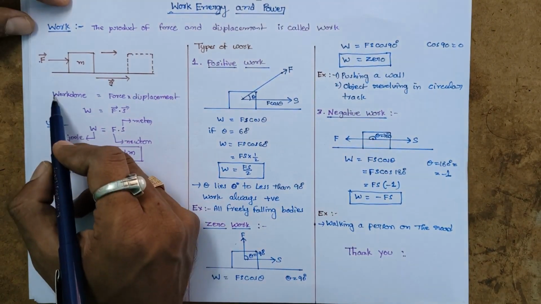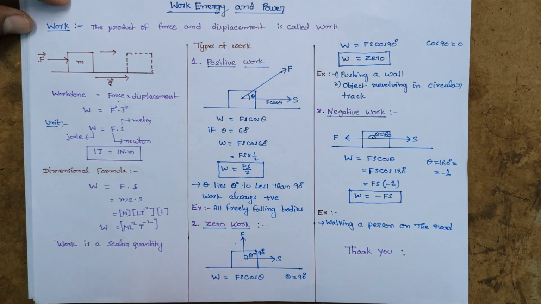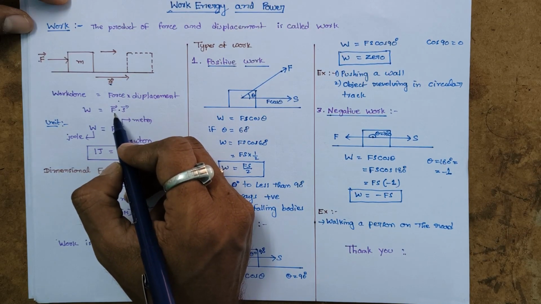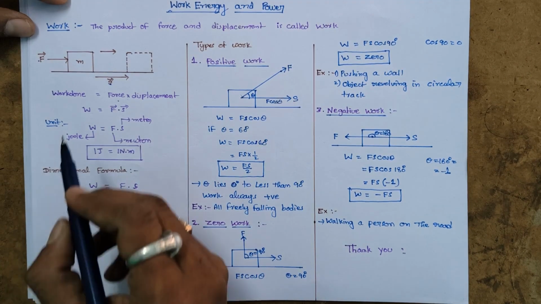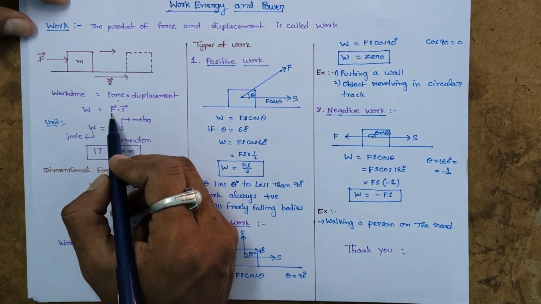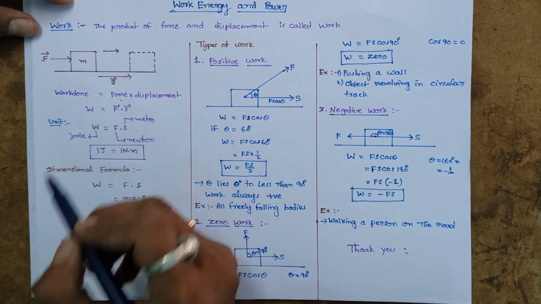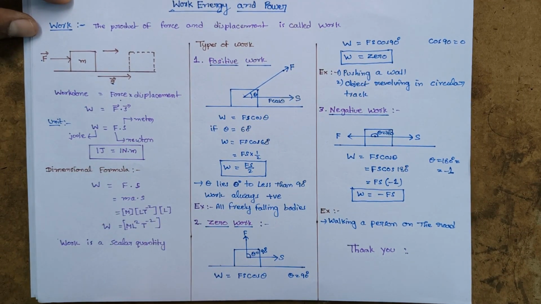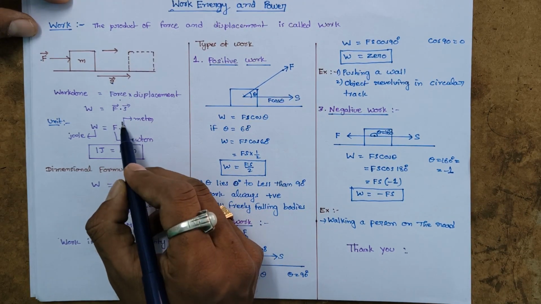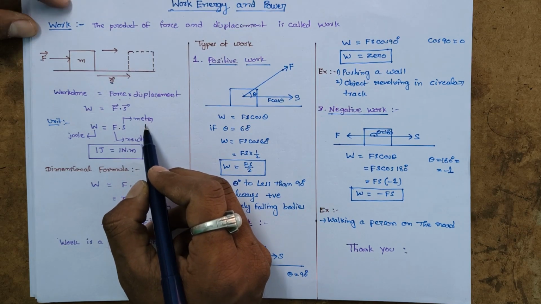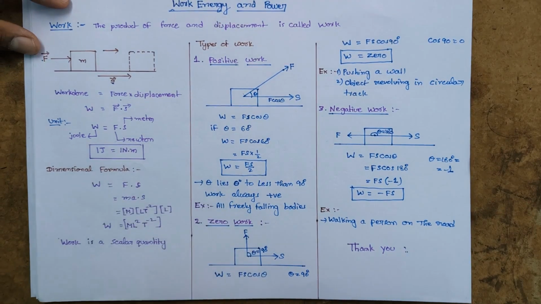Coming to the formula, work done is nothing but the product of force and displacement. The force symbol is F bar and displacement is S bar. So work done W is equal to F bar dot S bar. This is the formula of work. Now coming to the units. The SI unit of force is Newton and the SI unit of displacement is meter. So 1 joule is equal to 1 Newton meter.